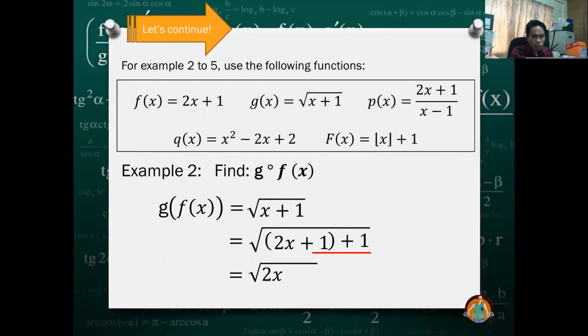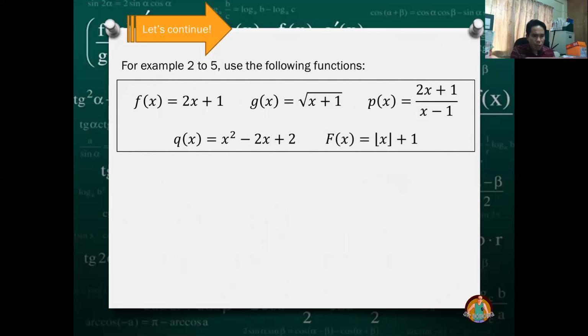So 1 plus 1 will give us 2. Of course, copy 2x. So the final answer will have the square root of 2x plus 2. So ganun lang siya ka-simple. Yung x, papalitan lang natin. Okay? Next. Let's have example number 3.